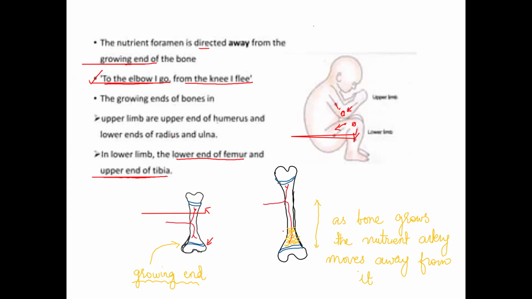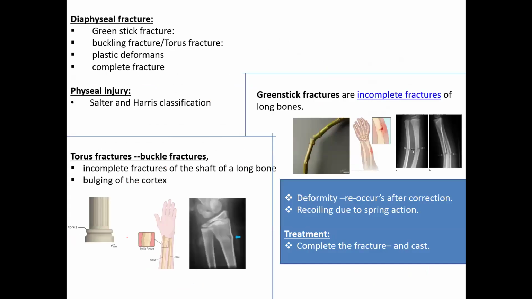So it is not the nutrient artery which is migrating, it is the epiphysis itself migrating and causing the distance from it. So it is like, here is your goal. Someone who needs to run toward the goal is moving away in this direction. If you move away in this direction, definitely you are going to increase the distance from the goal, that is the nutrient artery. We'll move on to the next slide.